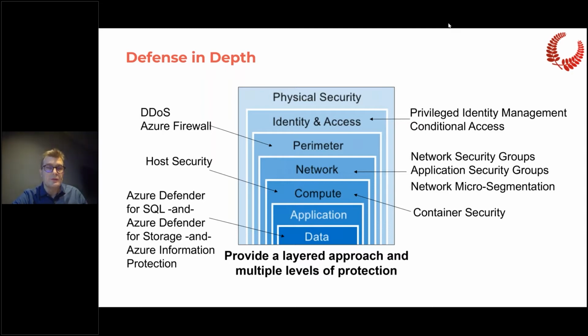But we still do have to take care of other things like identity and access, perimeter, compute, application, and data. Here we are just focusing on one layer, and that is the network layer and network security. We will talk about all these things here: network security groups, application security groups, and other things that we'll mention. So there are a lot of them.